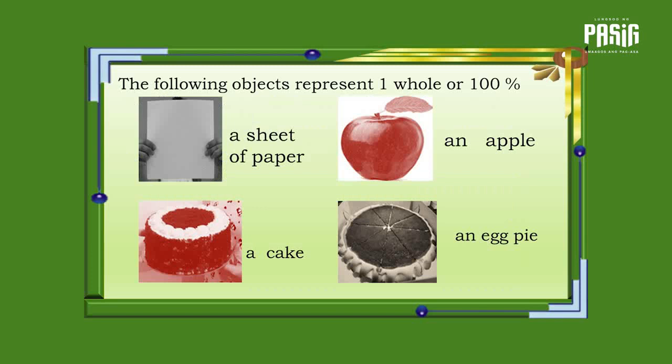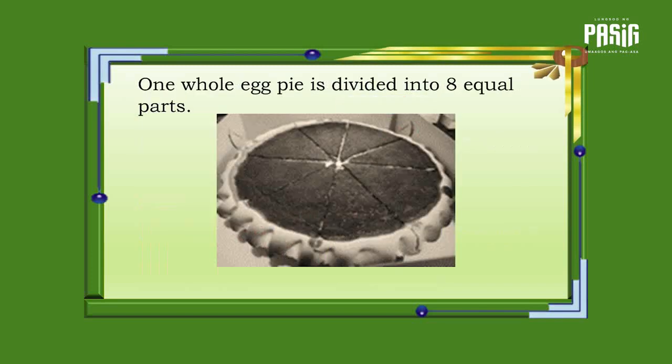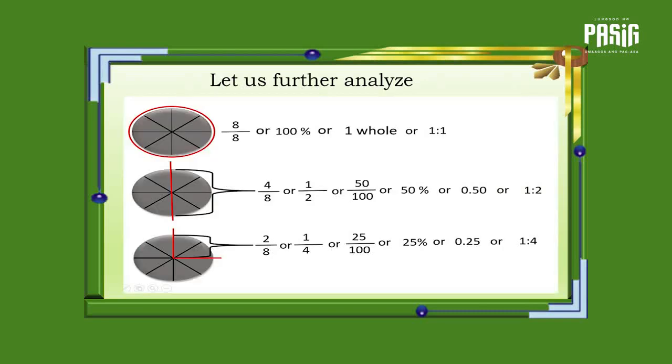For example, a sheet of paper, an apple, a cake, or an egg pie. So let us get this egg pie. This egg pie was divided into 8 equal parts. Let us further analyze. So we have here 8/8. That would mean out of 8 equal parts, you took 8 parts. Therefore, you were able to get 100% of it, or 1 whole, or 1:1.